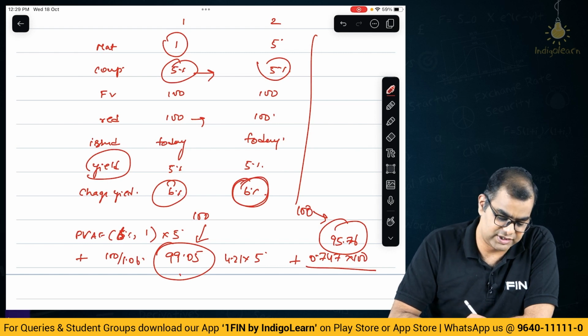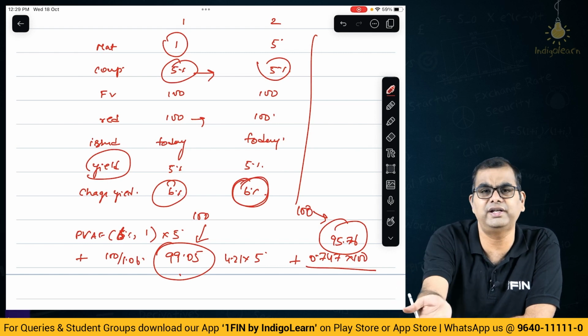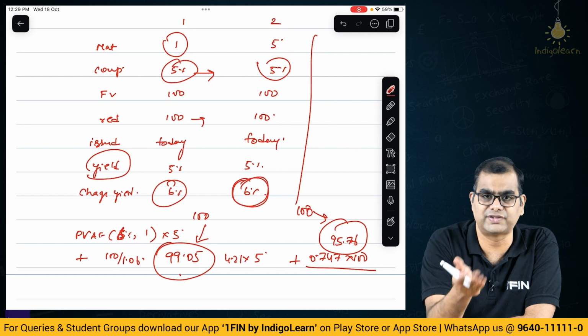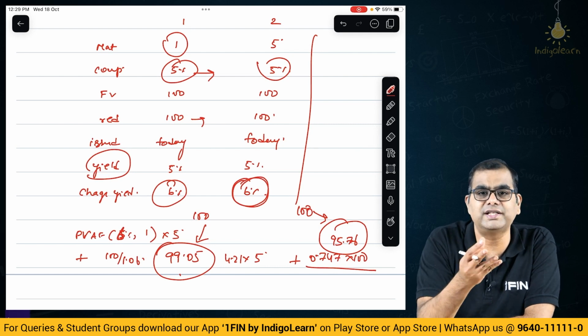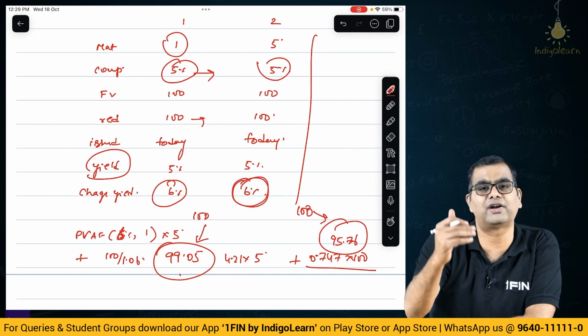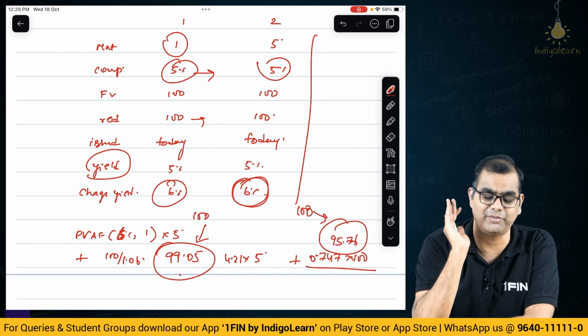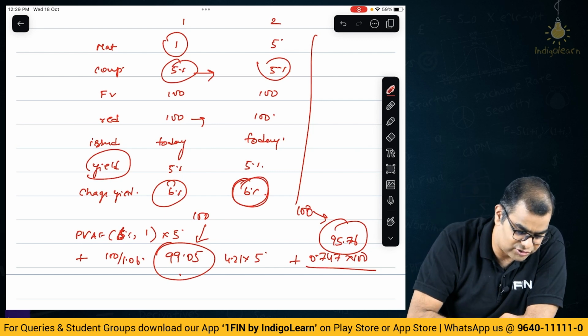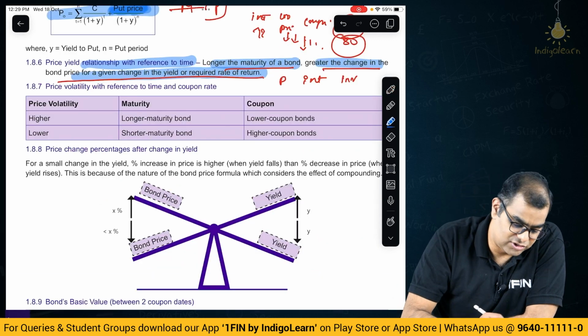to change in yield. Whereas here there is only one cash flow, and that cash flow is also very near term. It is just 1 year. If something is very close, the change in interest rate doesn't affect it. If something is very far off, the change in interest rate affects it. That is the basic logic. Now, after having understood this, let us look at this aspect.